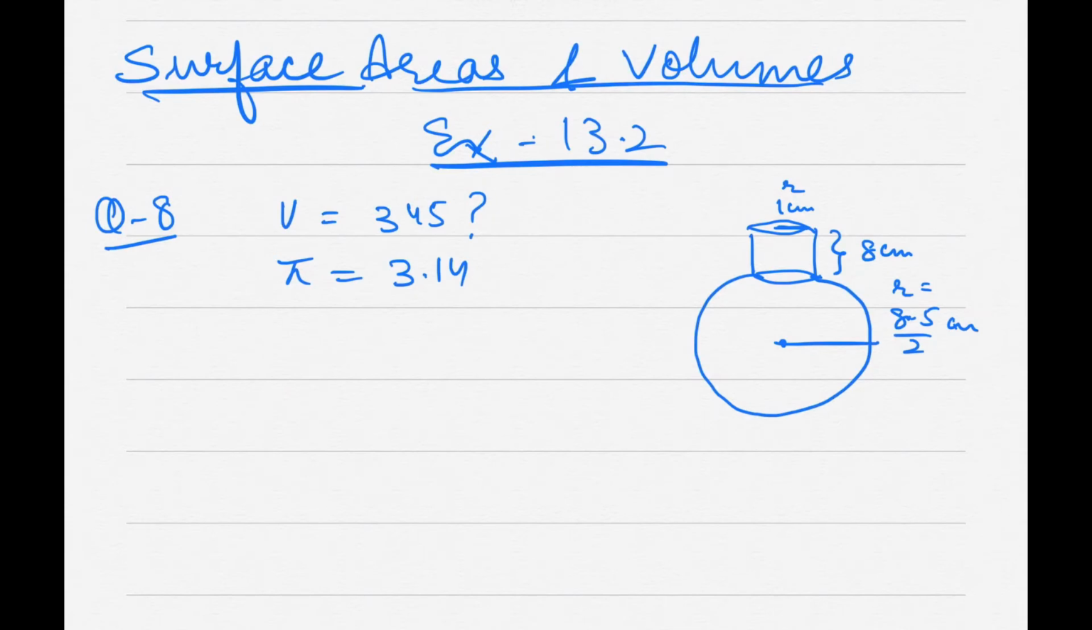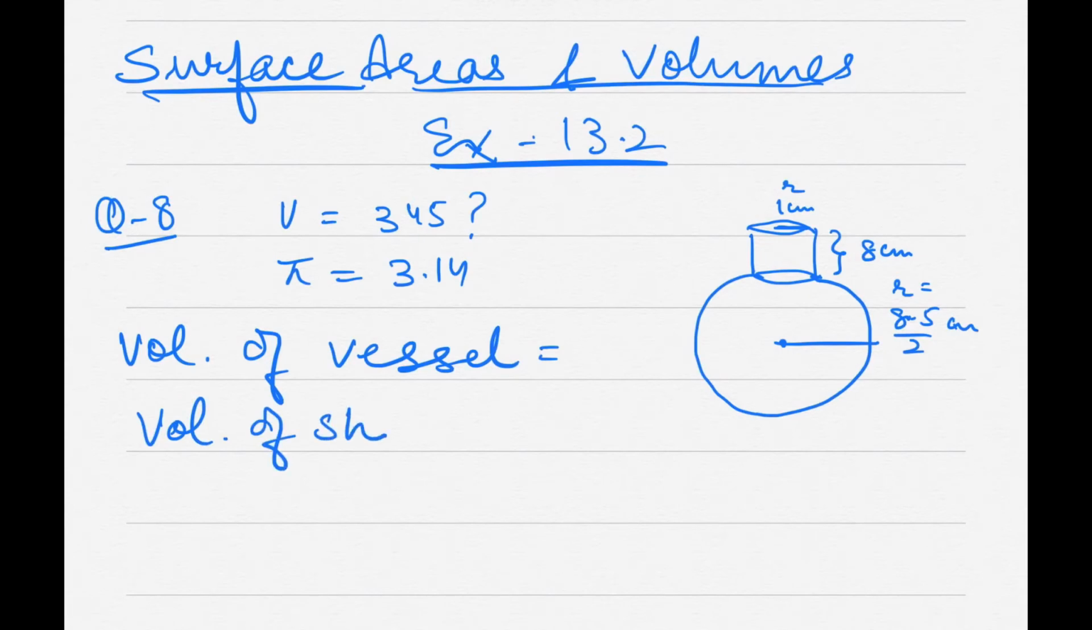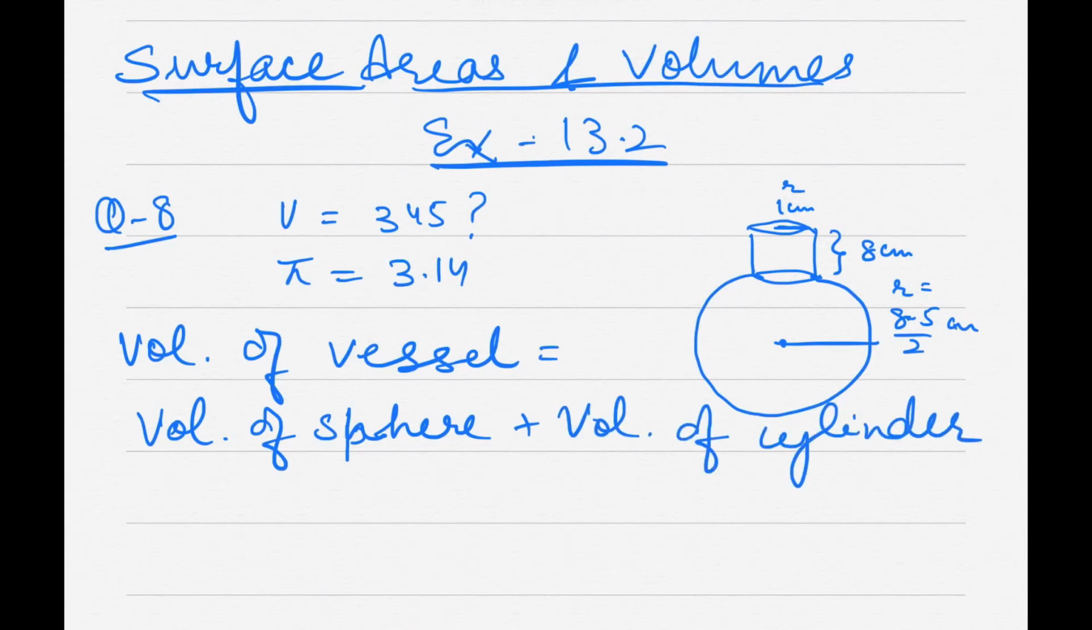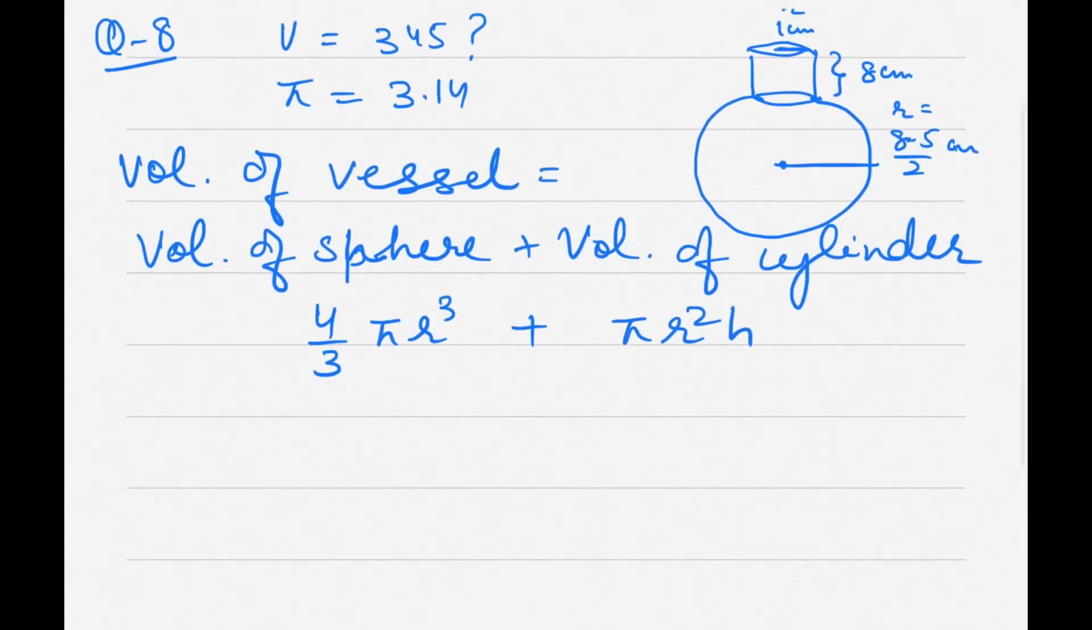So let's find out the volume. So volume of this vessel will be equal to volume of sphere plus volume of cylinder, right? So these two things will be there. So now volume of sphere is equal to 4 by 3 pi r cube plus volume of cylinder is equal to pi r square h.